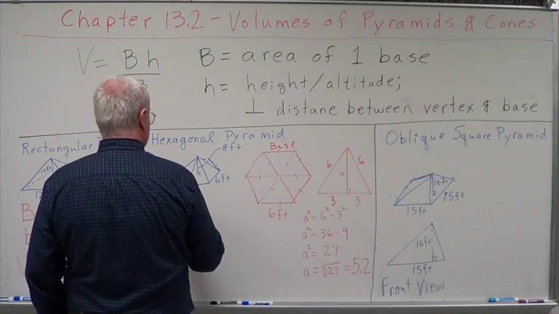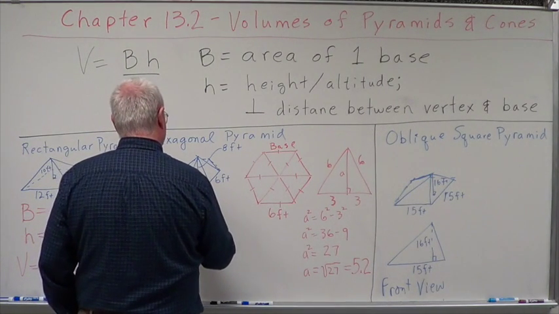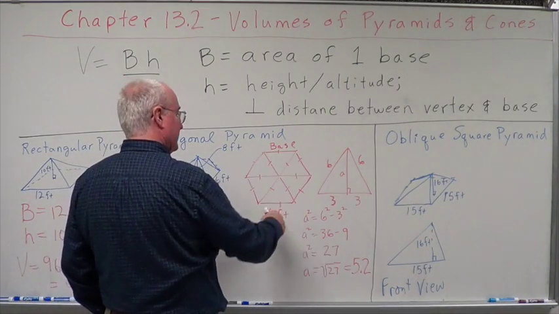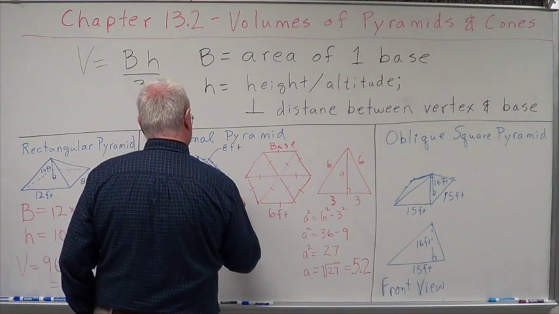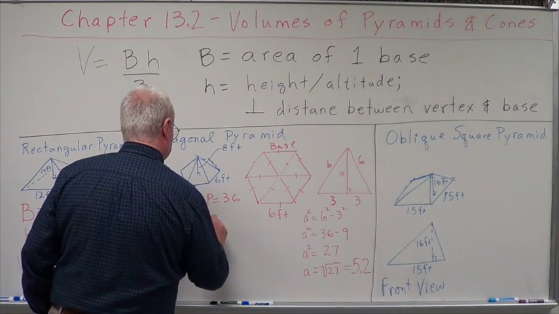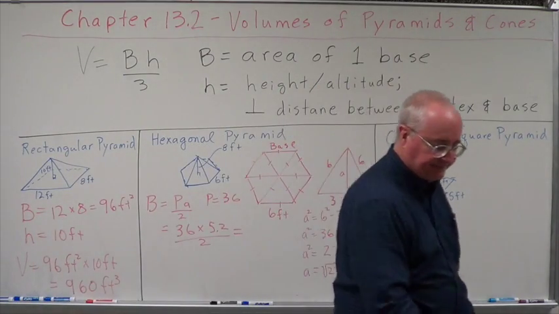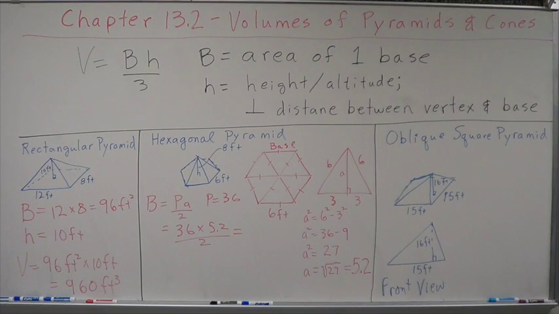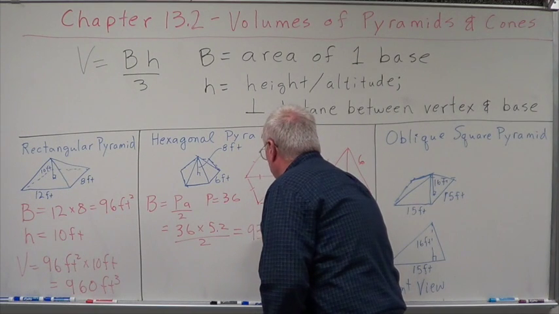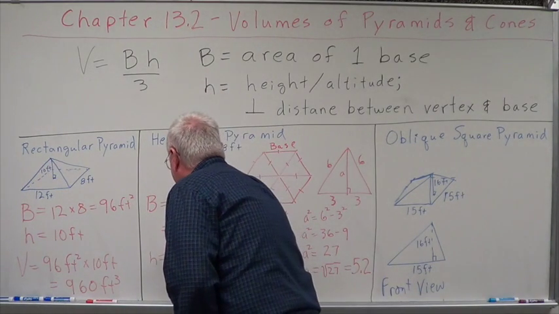So our base is going to be our perimeter times our apothem divided by 2. What does that equal? Our perimeter is, how many of these do we have? P equals 36. We know what A is, so this is going to be 36 times 5.2 divided by 2 equals 93.6. So this is 93.6. What's our height? That we're given, which is simply 8.